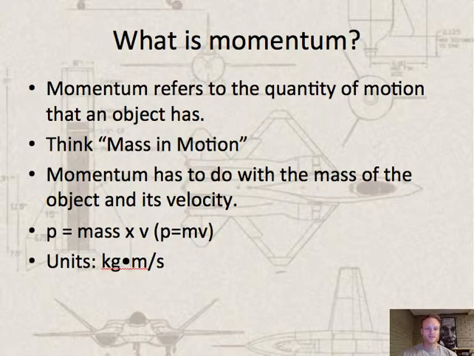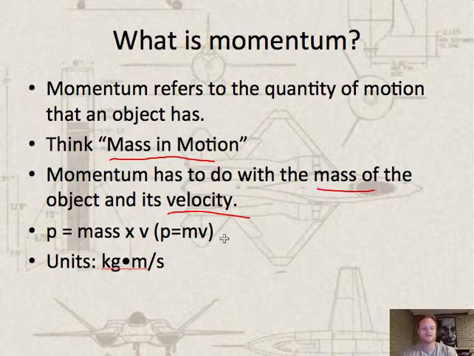Very first thing I'm going to talk about is, well, what the heck is momentum? Momentum basically is referring to the amount of motion that an object has. So one way I keep in mind with momentum is basically the idea of mass in motion, things that are moving. Momentum has to do with the mass of the object and its velocity. So that gives you a hint in terms of what the equation would be for momentum.